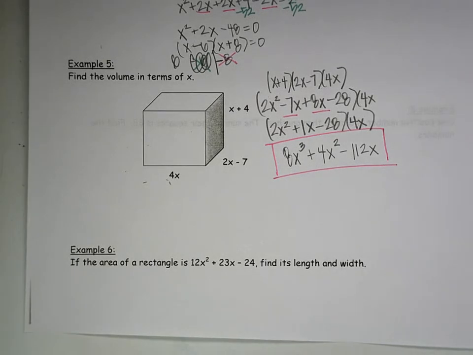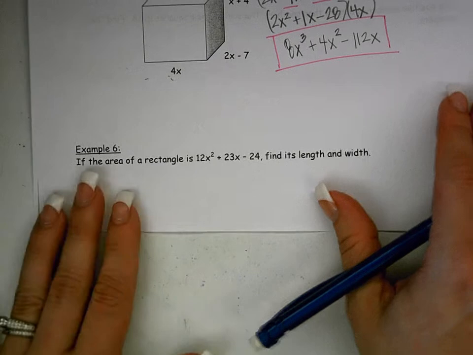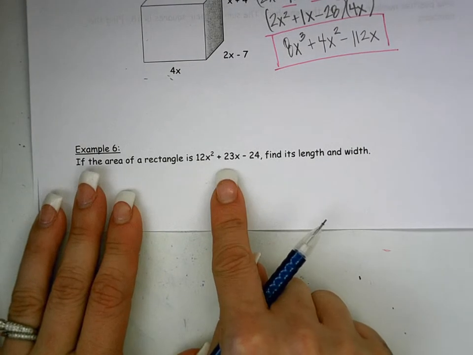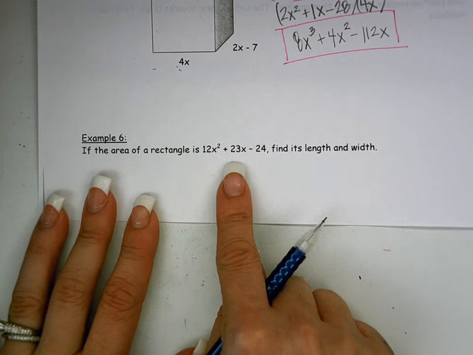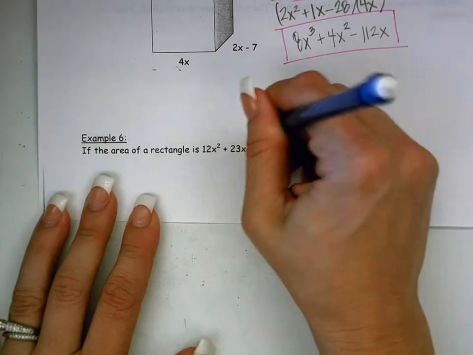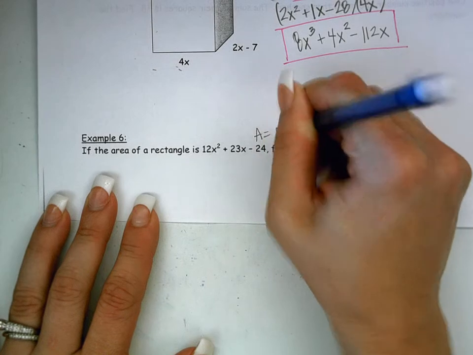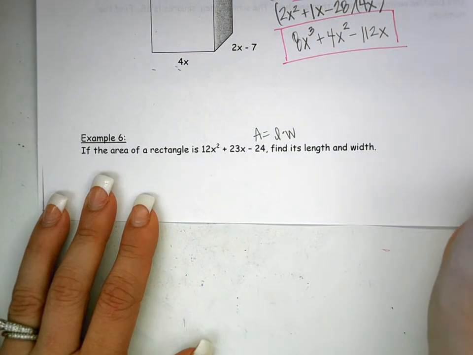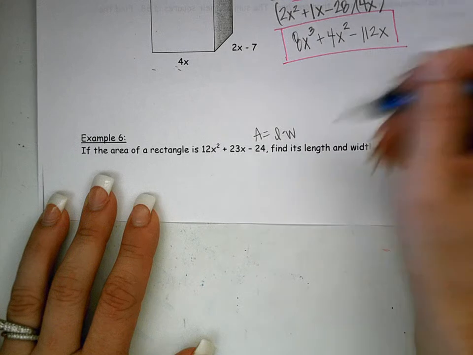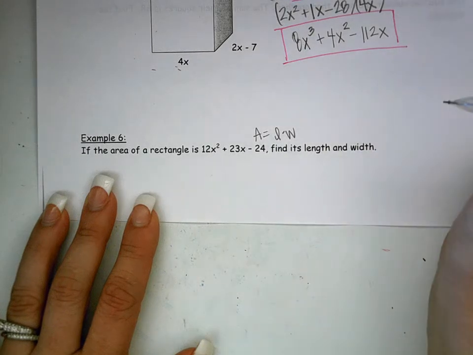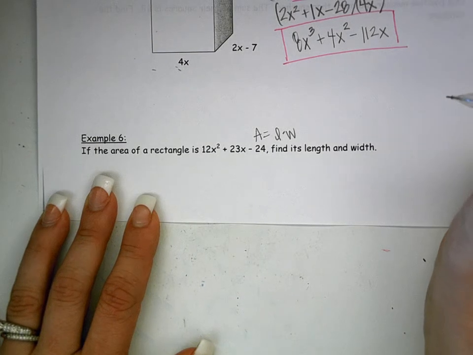And then the last one, it says, if the area of a rectangle is given by 12x squared plus 23x minus 24, find its length and width. How do you find area? Area is equal to length times width. So if you have area, how do you go backwards? We're trying to find length and width. So what am I actually asking you to do here? Factor. Okay, we're just asking you to factor this.